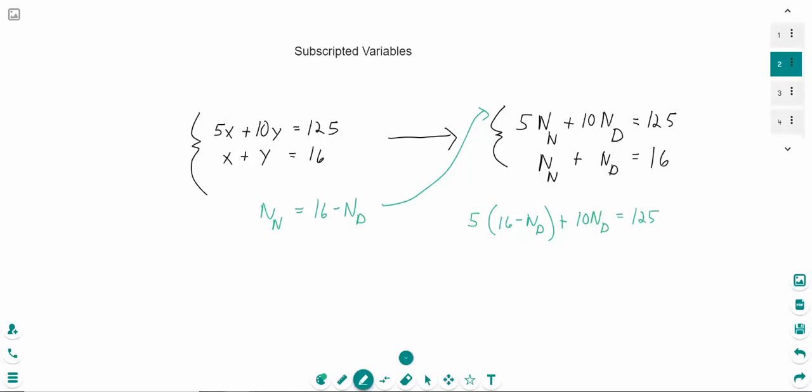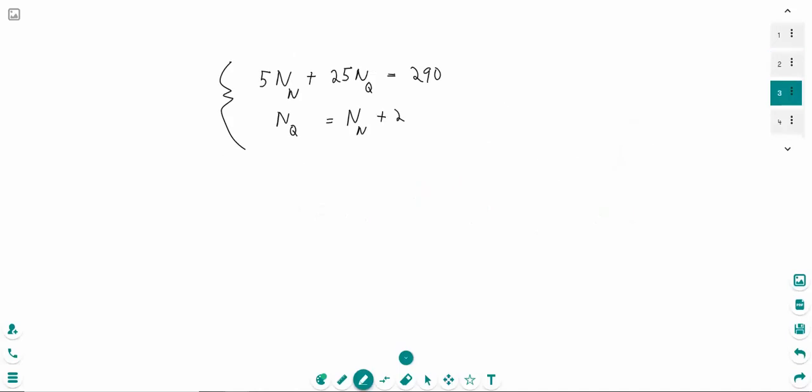Okay? Excellent. So real quick, we have a problem right here. And again, I just want to make sure that you understand the setup here. Let's say we wanted to solve it by, well, this would be an easy one to solve by use of substitution, because we already have it in terms of one variable being equal to something else. The n sub q is equal to n sub n plus 2. So that's an easy decision. We'll solve this using substitution.